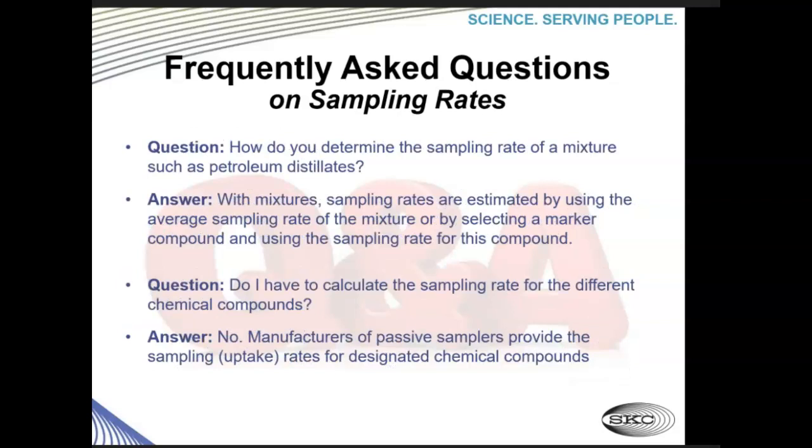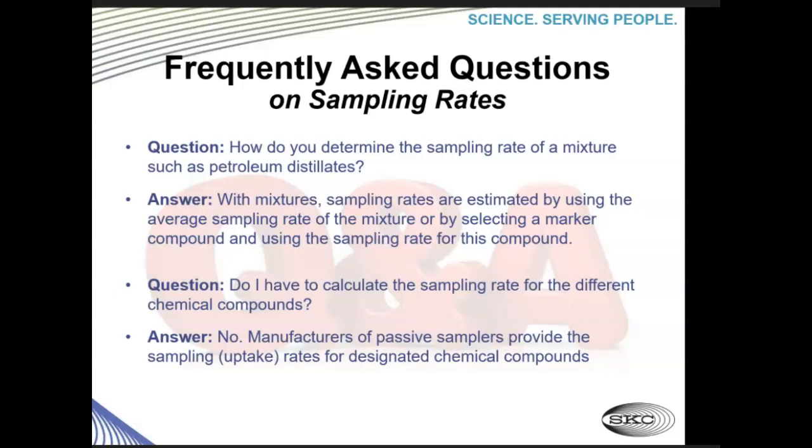Another question, how do you determine the sampling rate of a mixture such as petroleum distillates? With mixtures, sampling rates are estimated by using the average sampling rate of the mixture or by selecting a marker compound and using the sampling rate for this compound. So it is definitely not as black and white as a specific compound, but it can be done and is done effectively.